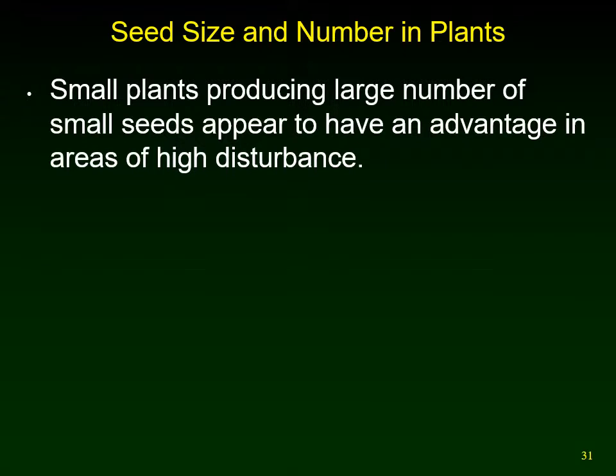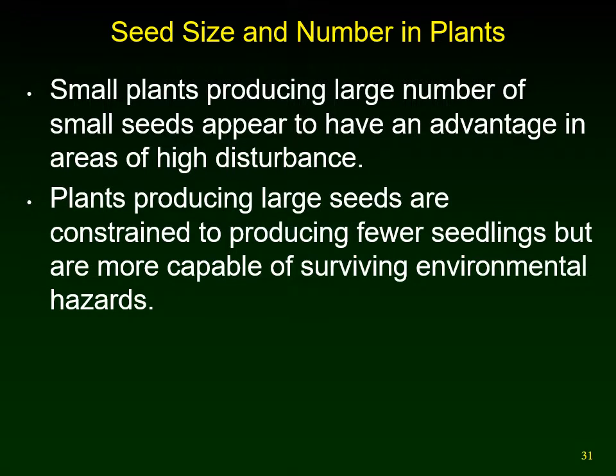So small plants that produce a large number of small seeds appear to have an advantage in areas with a lot of disturbance. Plants that produce large seeds are constrained to producing fewer seedlings, but are more capable of surviving environmental hazards. They might not come back as quickly after a disturbance, but they're more likely to survive the disturbance.